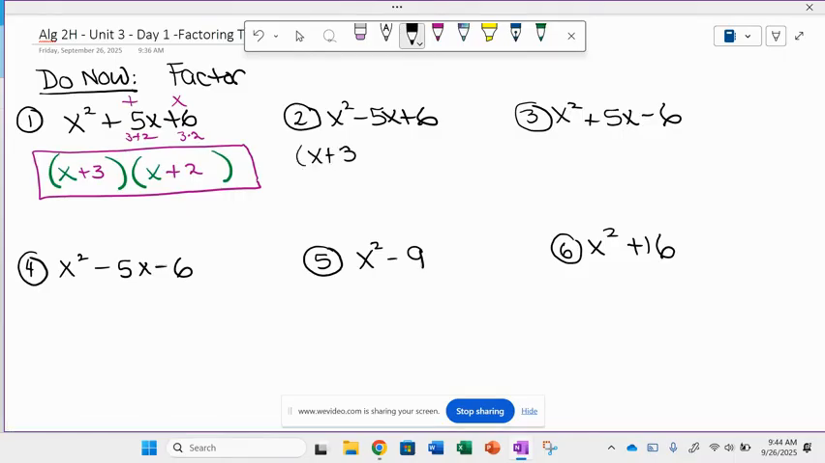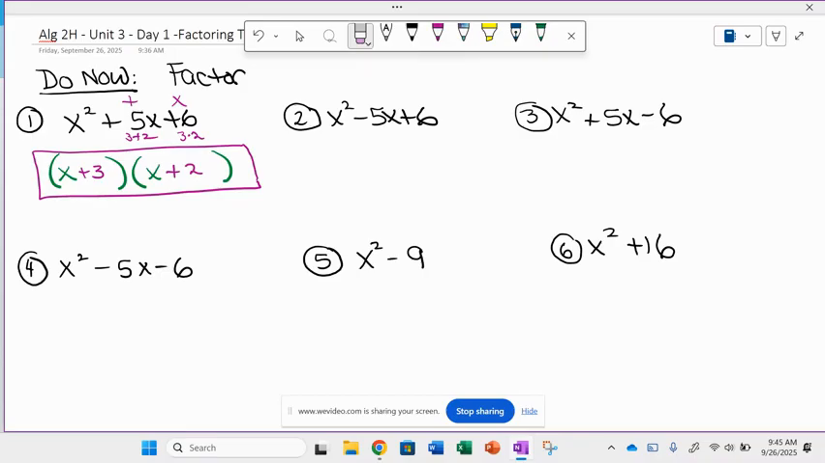So I'm just going to write this over here and then I'll erase it. If I have the quantity x plus 3 times the quantity x plus 2, we FOIL it back. We're going to get x times x is x squared, x times 2 is 2x, 3 times x is 3x, 3 times 2 is 6. So we end up with x squared plus 5x plus 6. Was that the same as the original problem? Yes, which means we did it correctly.